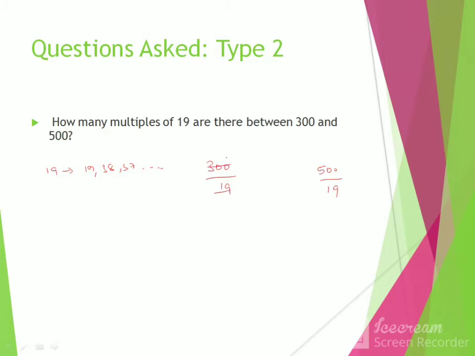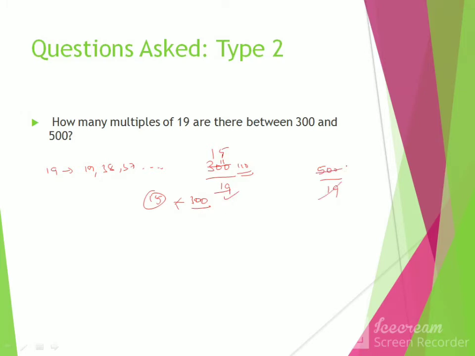Now 19 ones are 19, 19 twos are 38. That we cannot go. 19 ones are 19, 11 will remain over here, 110. Then 19 fives are 95, 19 sixes are 114, whereas this is 110 only. That we cannot do. So 19 fives, that means below 300 there will be 15 numbers which are multiples of 19 and lesser than 300.